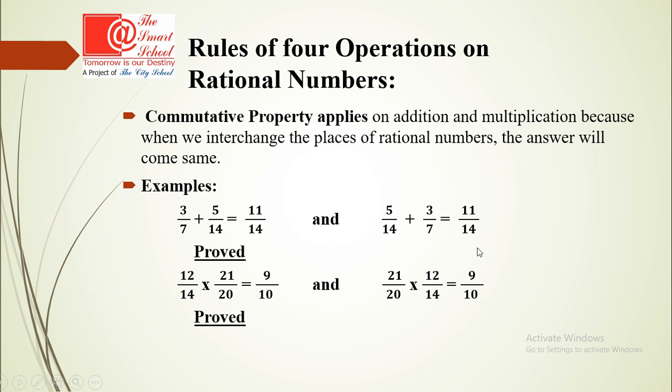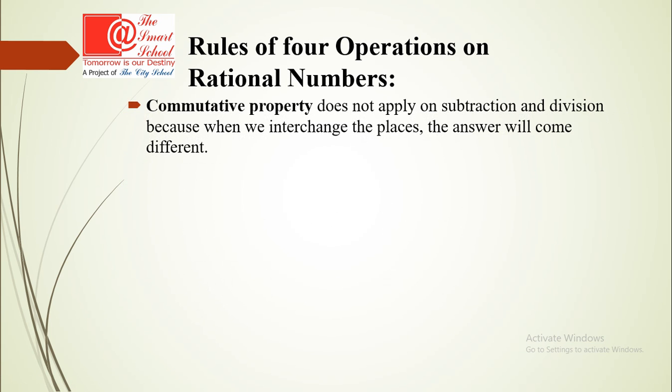Now multiplication. Yes, when we multiply 12 over 14 with 21 over 20, both are rational numbers, the answer is 9 over 10. And if we multiply 21 over 20 by 12 over 14, the answer is also 9 over 10. So both the multiplications have same answer. So it means commutative property applies on multiplication also. Now we will see whether it can be applied on division and subtraction or not.